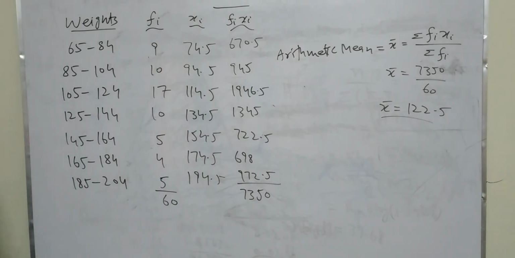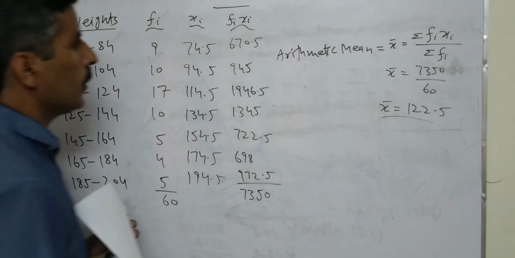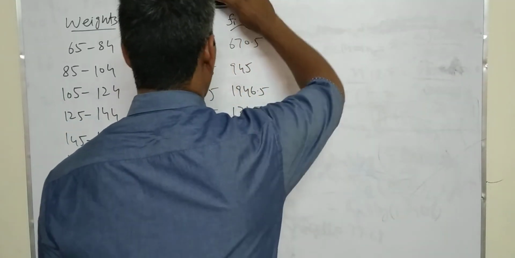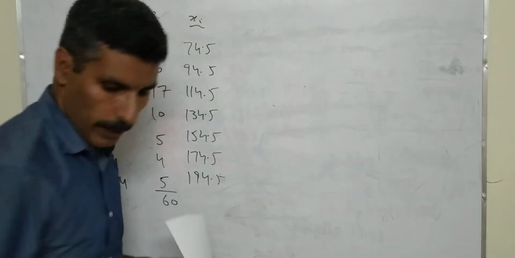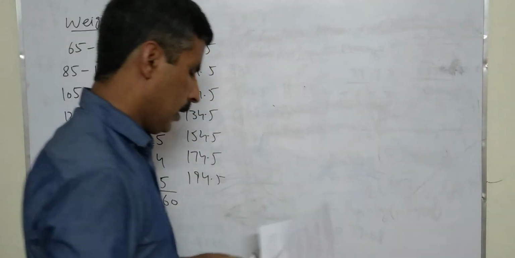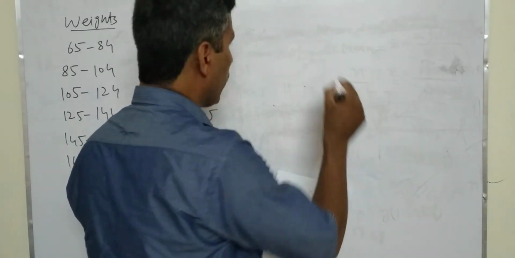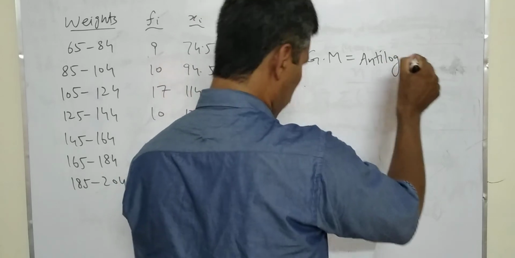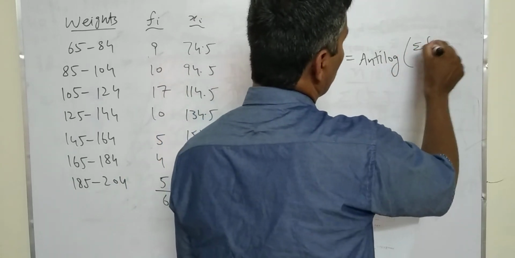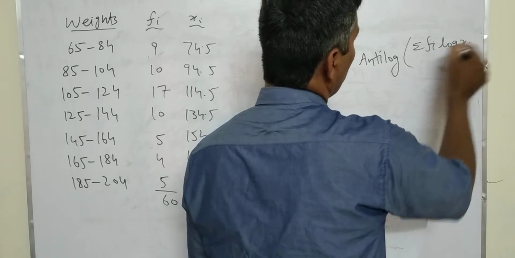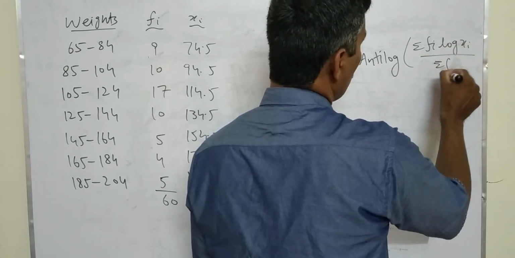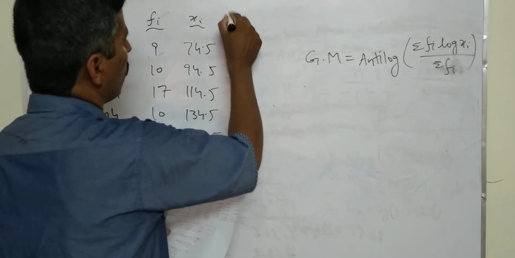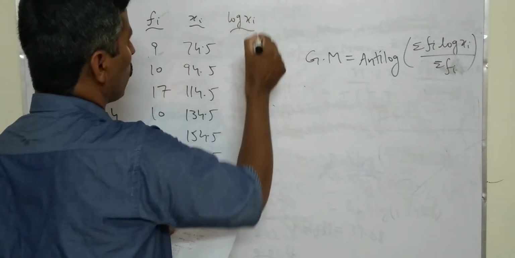On the same lines, after some changes, we can calculate the value of geometric mean. For geometric mean, for a grouped frequency distribution, the geometric mean is equal to antilog of summation fi log xi, divided by summation fi. So what is log xi? The first column, log xi, you will calculate.